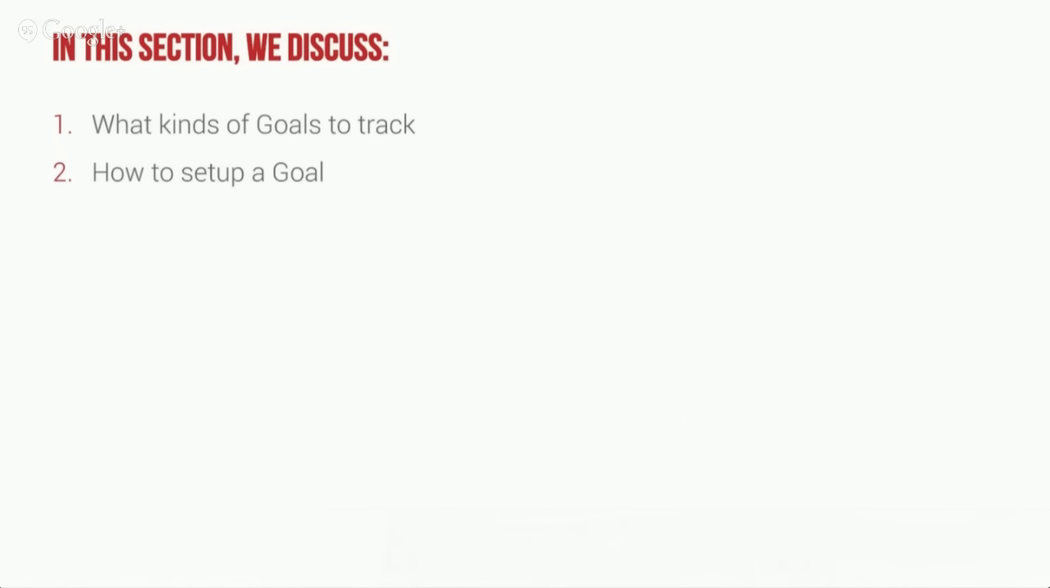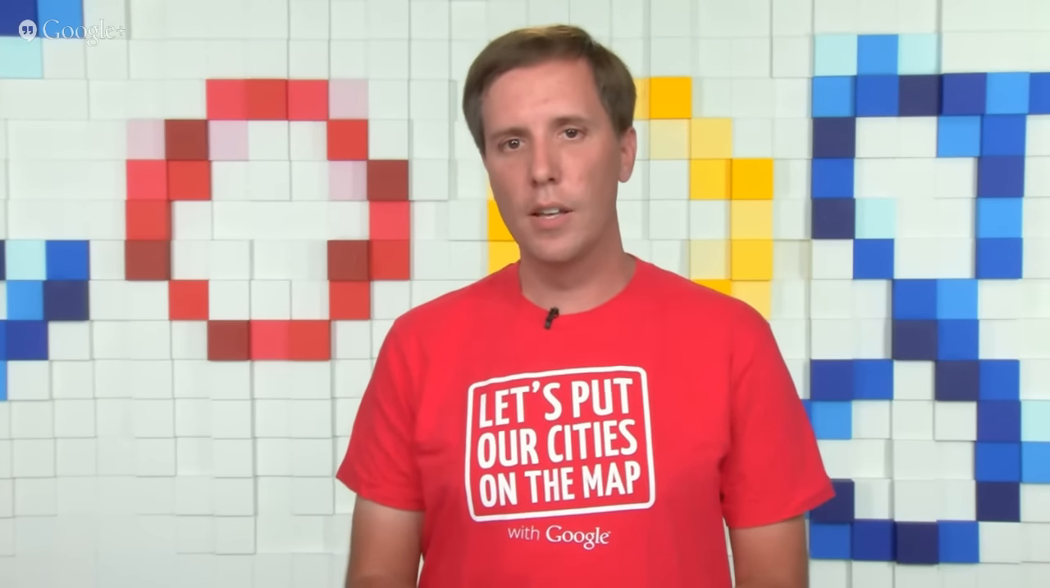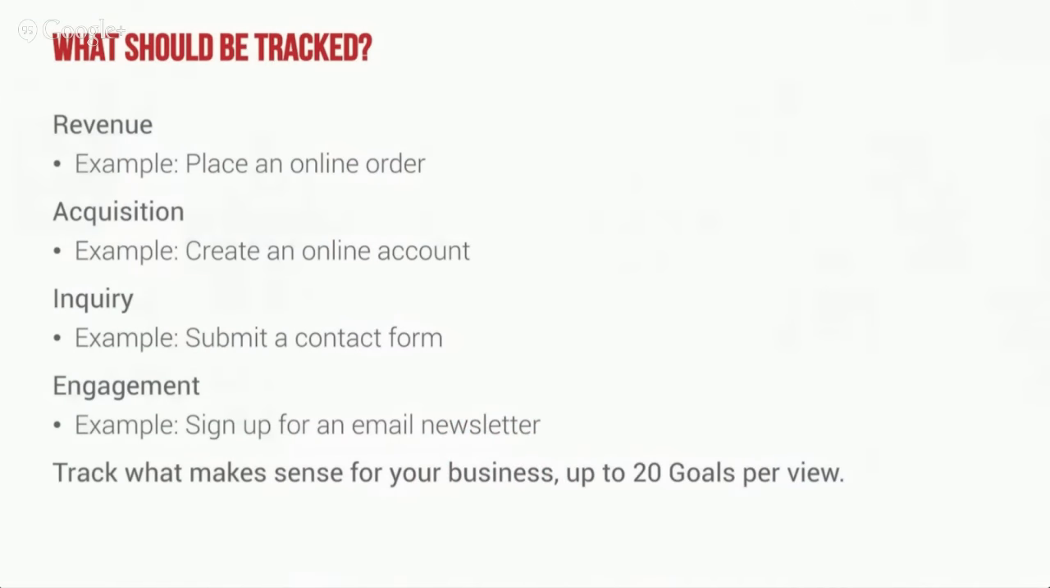First, let's talk about what kind of goals that you can track and how you can set those up to define those macro and micro conversions. First, what do you want the visitors to do on your website when they get there? It's one thing to have a URL. It's one thing for someone to sign in. But what do they do when they get there? If you're an e-commerce business, you might want them to sign up and have an online order. You might want them to buy and get through the checkout process.